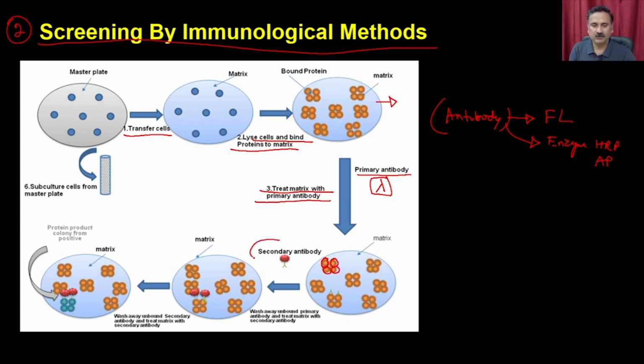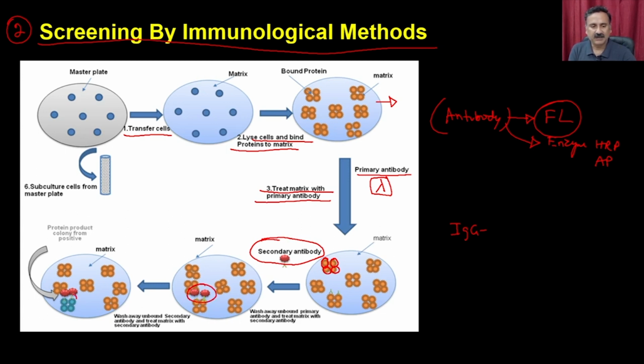And then you add the secondary antibodies. The secondary antibody is tagged with an enzyme or fluorescence, right. That secondary antibody will go and bind to the primary antibody, and wherever it binds, it is going to give you a signal.